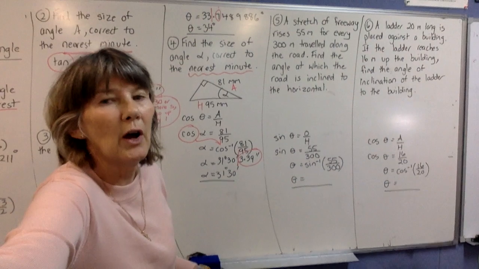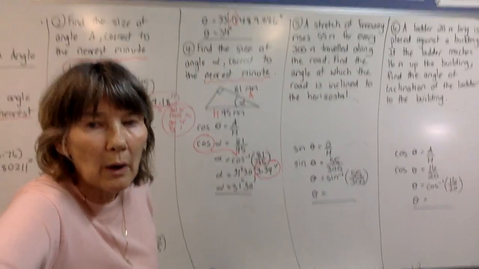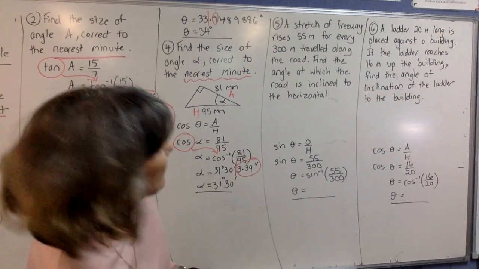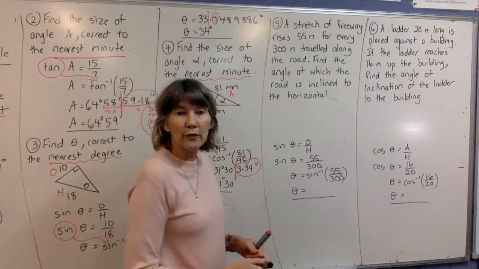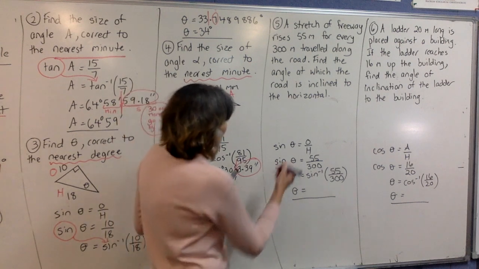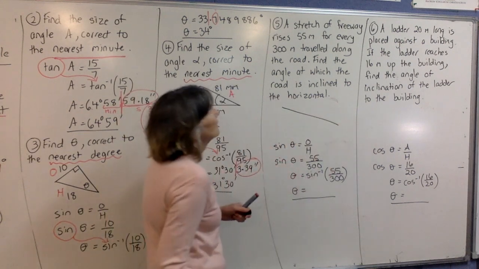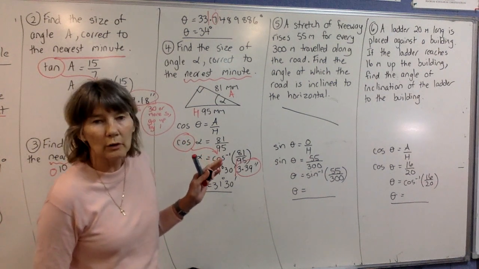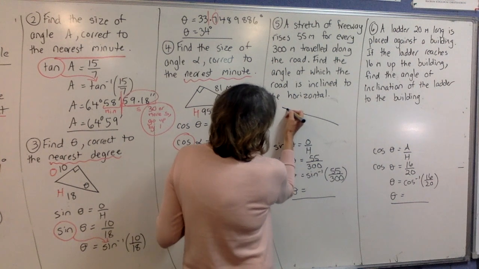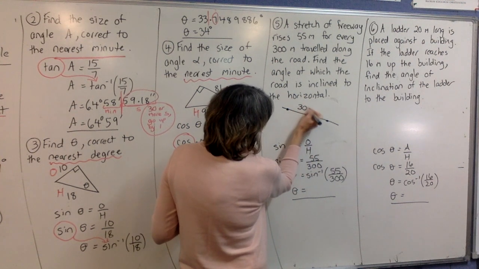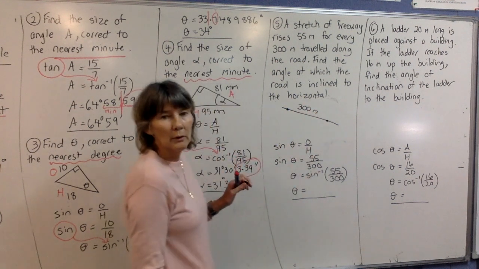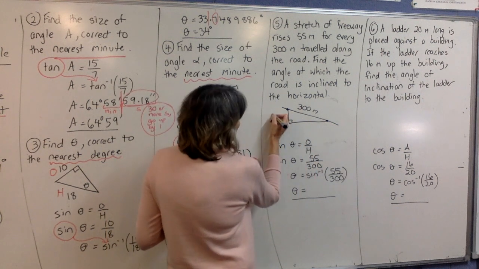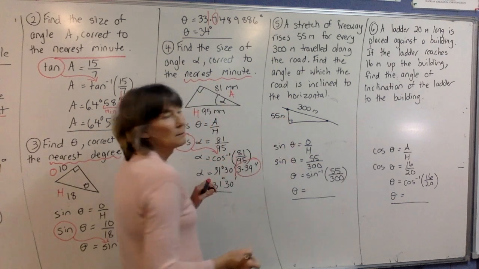Okay, looking at question 5. Now, these two are word problems, so we're going to have a look at drawing the diagrams for these. First one is a stretch of freeway. That's a road. Here it is. It rises 55 metres for every 300 metres travelled along the road. So, let's say we go 300 metres from here to here on our road. That means in that time, it rises 55 metres.